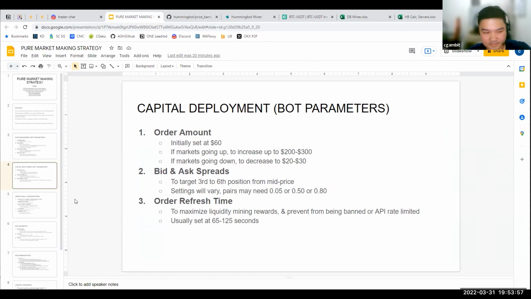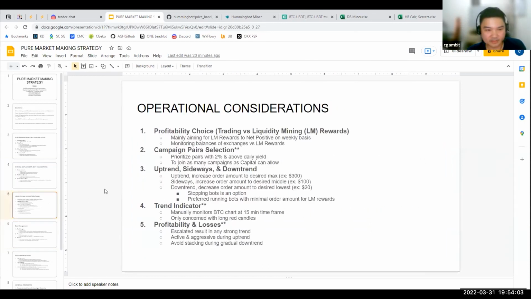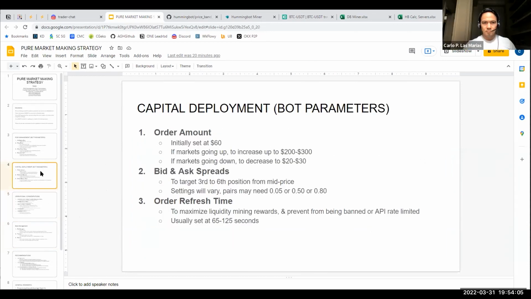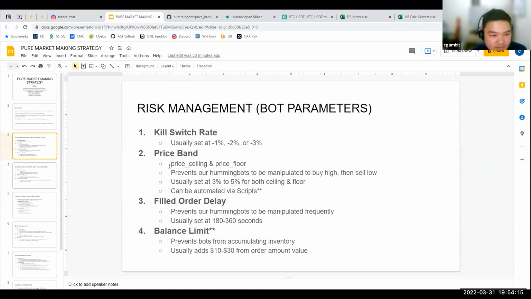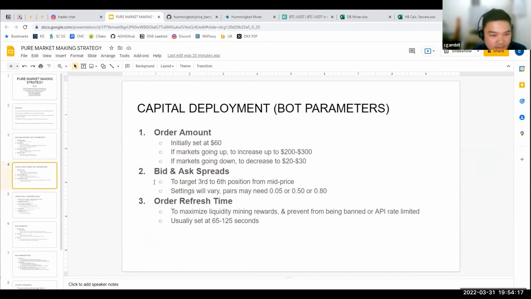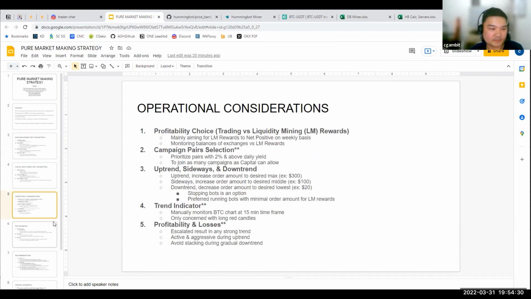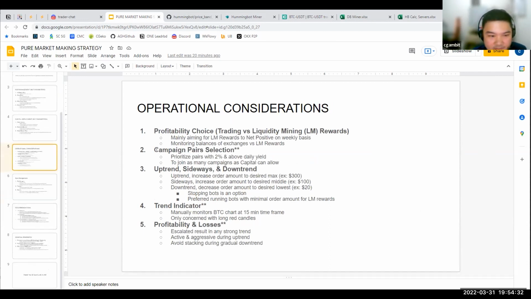For the pure market making strategy, we are changing these 7 parameters only. So you can see here we don't use the skew or the hanging orders or other parameters. Only these 7 parameters here. Now, let's go to the operational considerations.